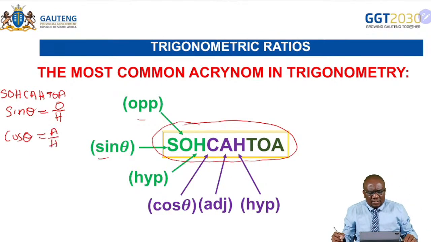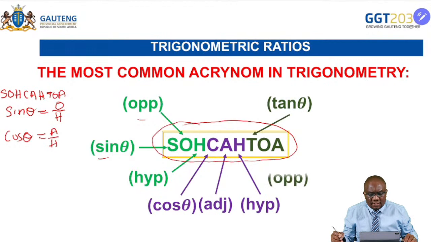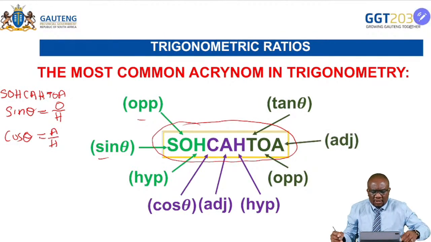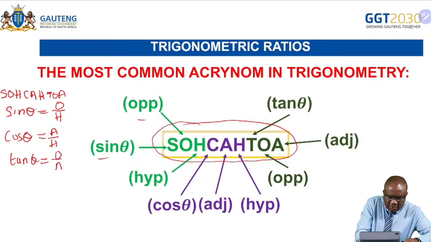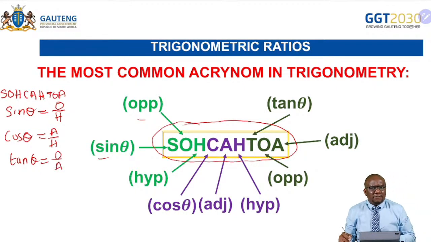Right, and then tangent of angle theta, which is tan theta, is what? Tan theta is equal to opposite over adjacent. Okay, opposite over adjacent. Please copy this, and then after that we go to our activities.